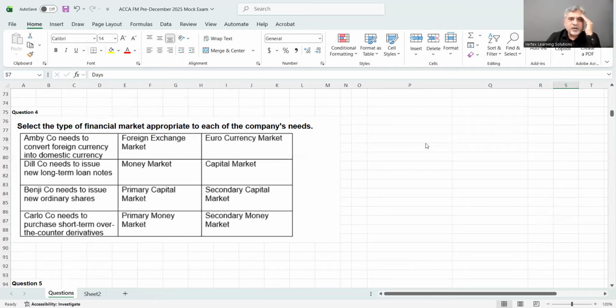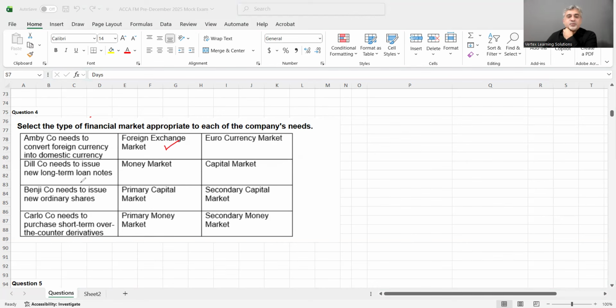Okay, question number 4. Again, I will mark it here. It says select the type of financial market appropriate to each of the company's needs. MB company needs to convert foreign currency into domestic currency. So they go to the foreign exchange market, not euro currency. Any foreign currency into domestic currency, go to the foreign exchange market.